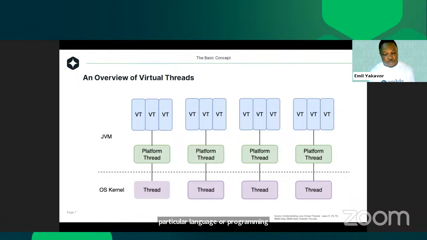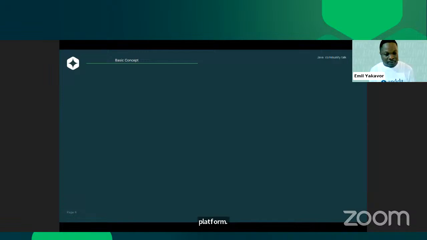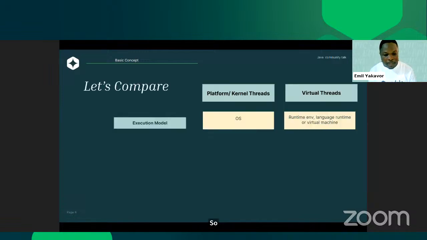Okay. So with this, we are able to create a lot of virtual threads, and at one particular time, you find that a virtual thread is stuck or pinned to a particular platform thread. I'll explain further as we move on. Yep. So let's do some comparison and see what we find.